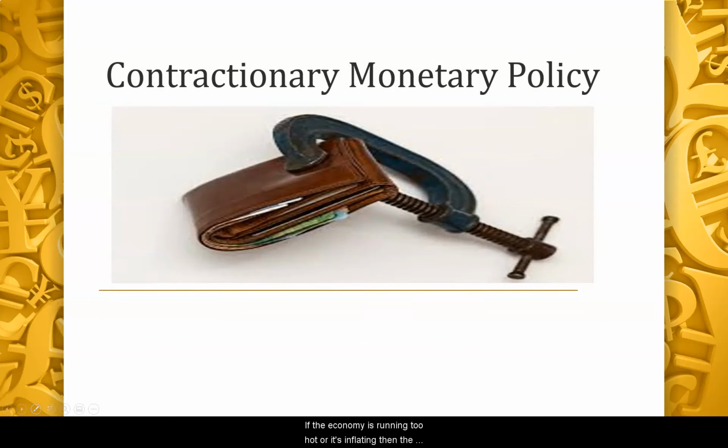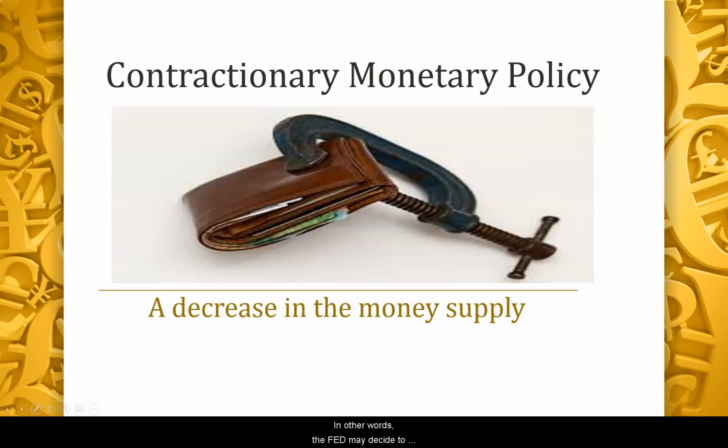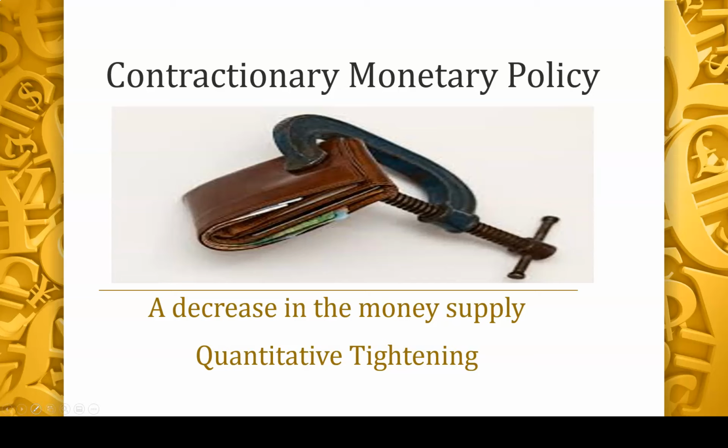If the economy is running too hot or it's inflating, then the Fed may engage in contractionary monetary policy. In other words, the Fed may decide to decrease the money supply. The Fed also refers to this as quantitative tightening.